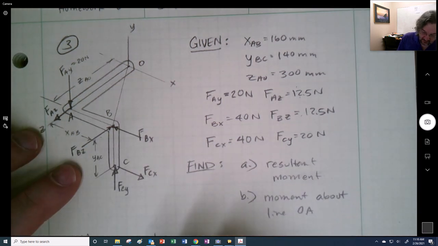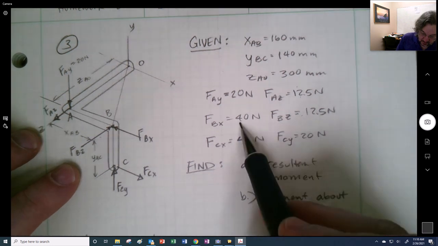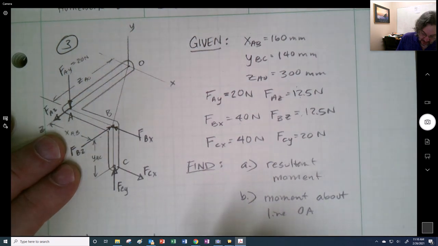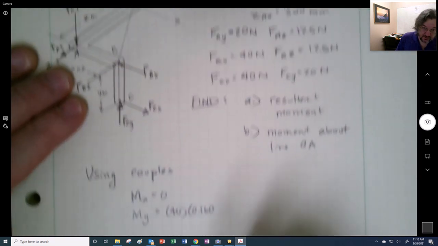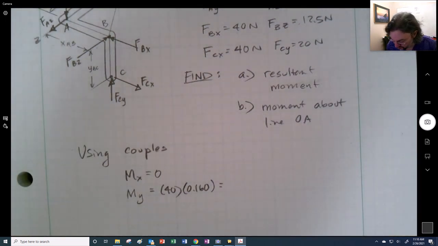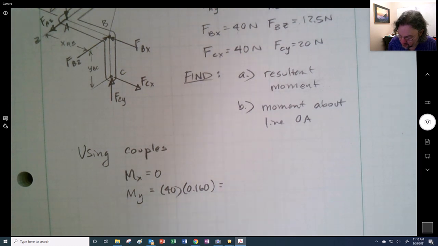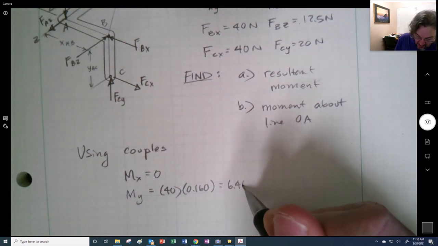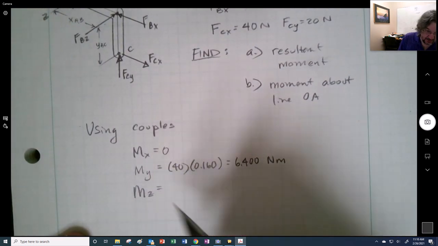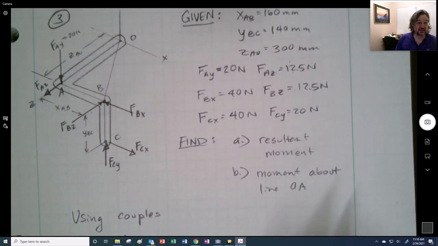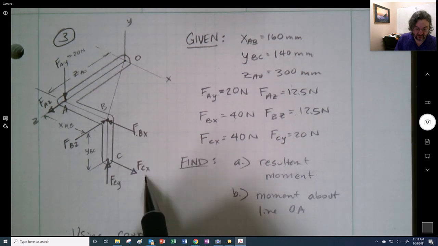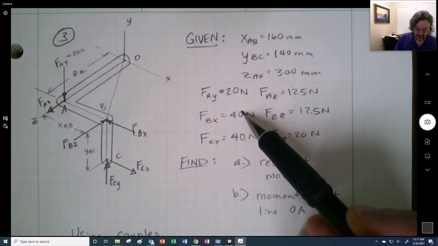So we're going to take that FBX, and it's going to be 40, and it's going to be times that XAB at 160, but I'm going to use 0.16 because I would rather have Newton meters, right? And then Mz right here. So Mz, that couple is going to be made up of two parts, this guy and this guy. So you can see that that's going to be another.